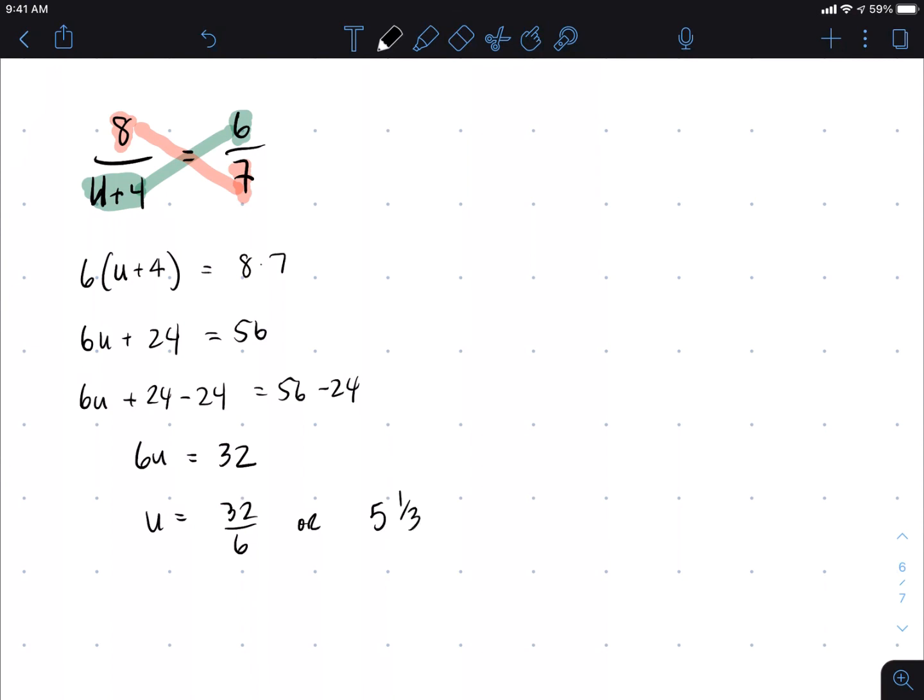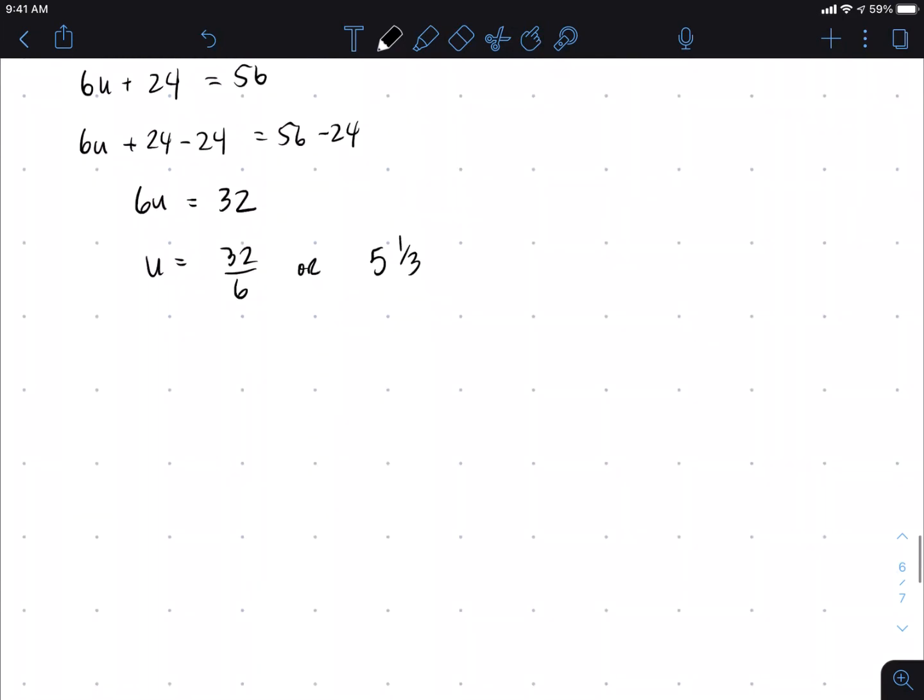Agreed? Yes. Okay, let me show you another example, and then we'll go from there. All right. Go ahead and try that one.